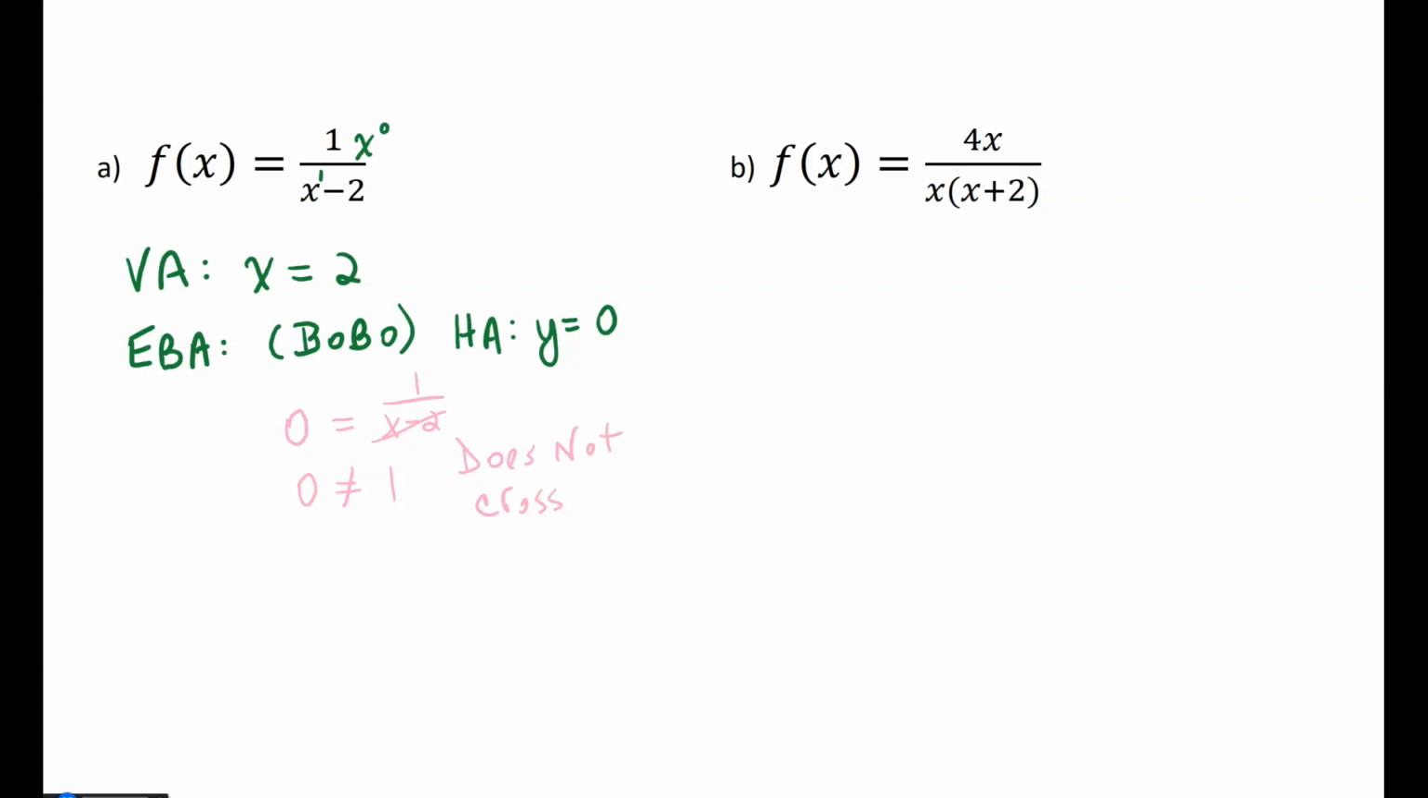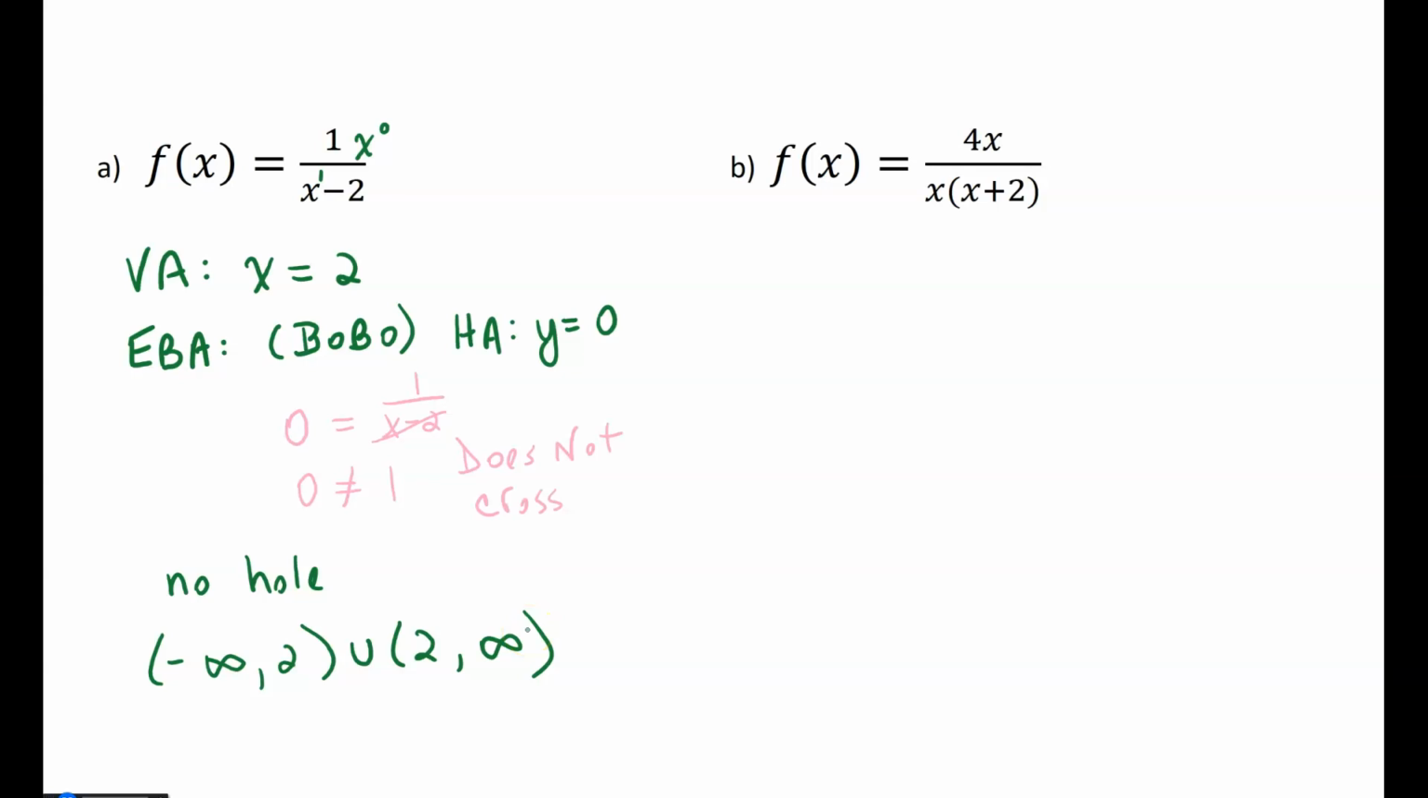Okay. So next thing I want to address, do we have any holes? Well, we didn't simplify anything out of here, and if you don't simplify anything out, you cannot have a hole. So in the end, we only have one restriction on the domain. That restriction is x equals 2. So in interval notation, we're going from negative infinity to 2, and then picking up again from 2 to infinity.